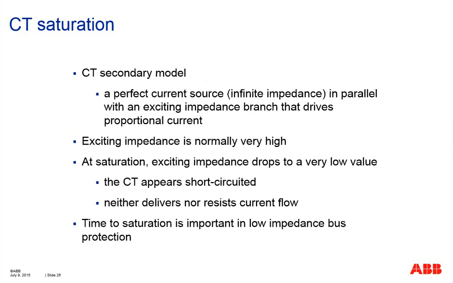A CT can be modeled by a perfect current source in parallel with the exciting impedance. This is basically a review of the CT characteristic. The exciting impedance is normally very high, but during CT saturation, this impedance is basically reduced to zero. So all the current migrates through it instead of to your relay. In saturation, the exciting impedance drops to a very low value, and the CT appears to be a short.